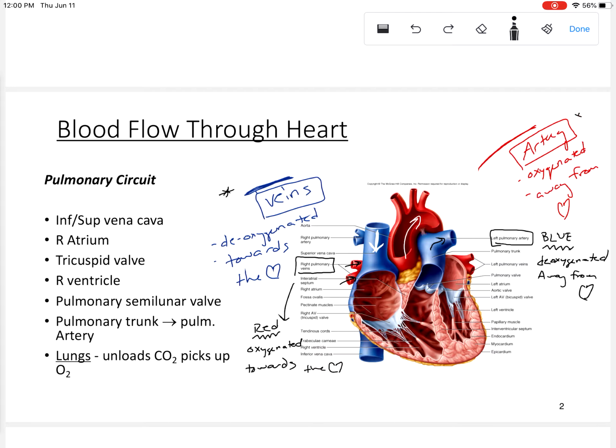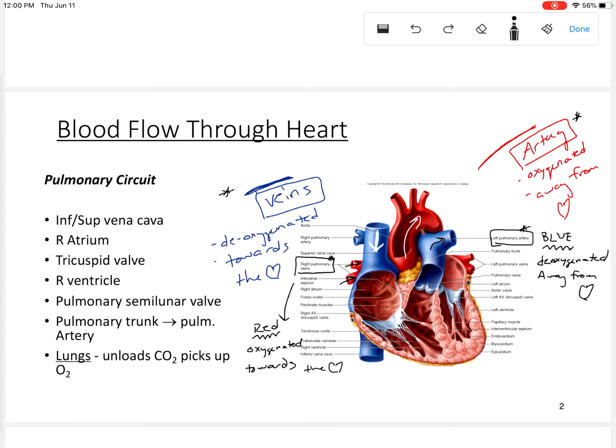So I would first know these rules. Blue equals veins. Deoxygenated blood, blood is moving towards the heart. Red means artery. Blood is oxygenated and blood is moving away from the heart. And there are only two exceptions, pulmonary artery and pulmonary veins.